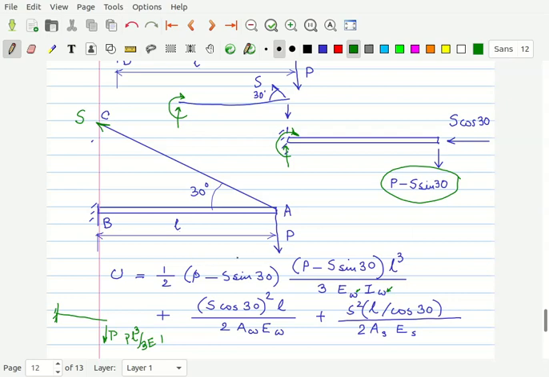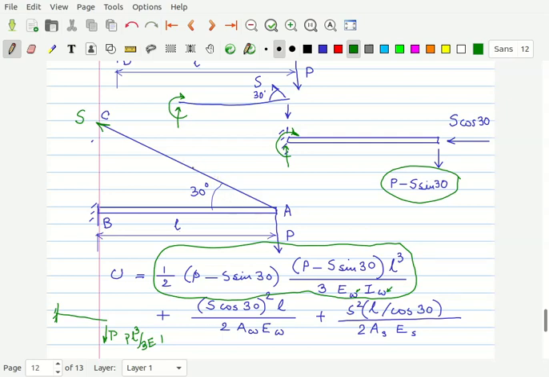And what is the force? So half P into delta. So the force is P minus S sin theta and delta is PL cube by 3EI. So this is the bending strain energy. This is the bending strain energy stored in the cantilever beam.